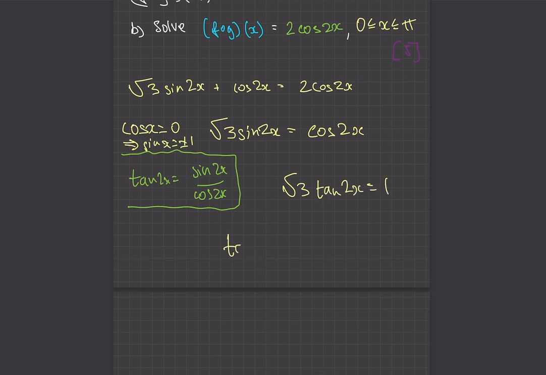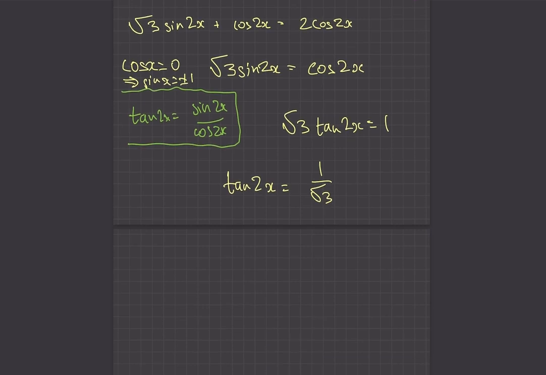That means that tan 2x is equal to 1 over root 3. And now this is something we can solve because we have a trigonometric function being equal to a constant. Now this is a nice value. We just have to know our trig values. This means that 2x is equal to pi on 6.